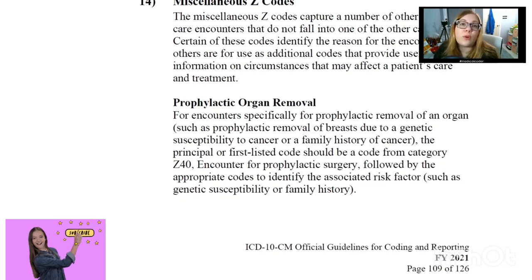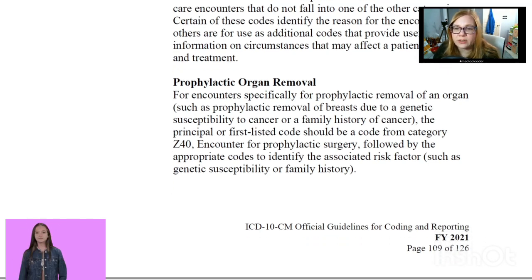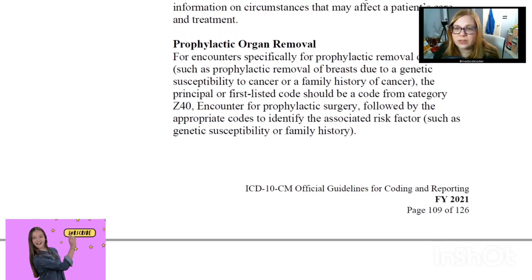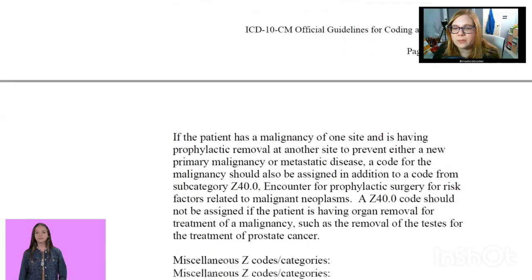Prophylactic organ removal. So for encounters specifically for prophylactic removal of an organ, for example, if a patient has a very high risk of developing breast cancer and they've decided that because of that they would rather have their breasts removed in advance in case they would develop breast cancer, that would be the first listed or principal diagnosis. So for example, Z40 is encounter for prophylactic surgery, followed by the appropriate codes to identify the risk factors such as maybe the family history or genetic susceptibility.